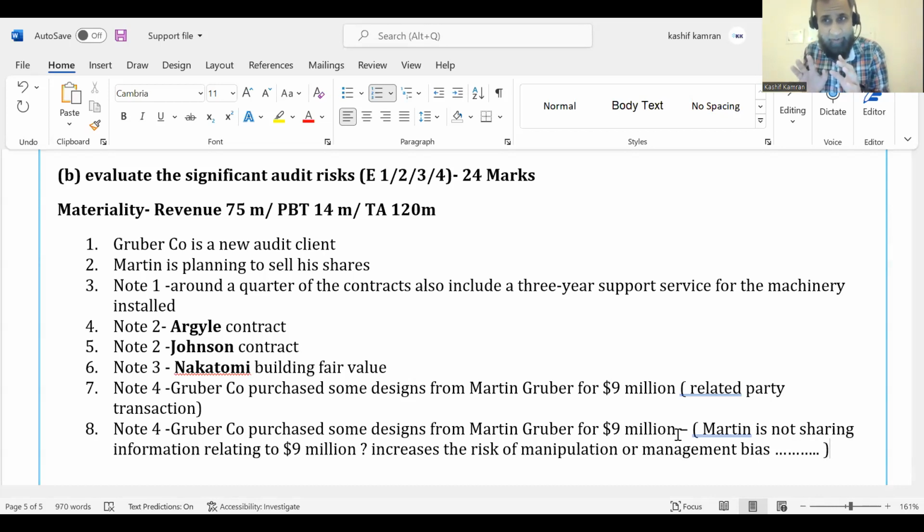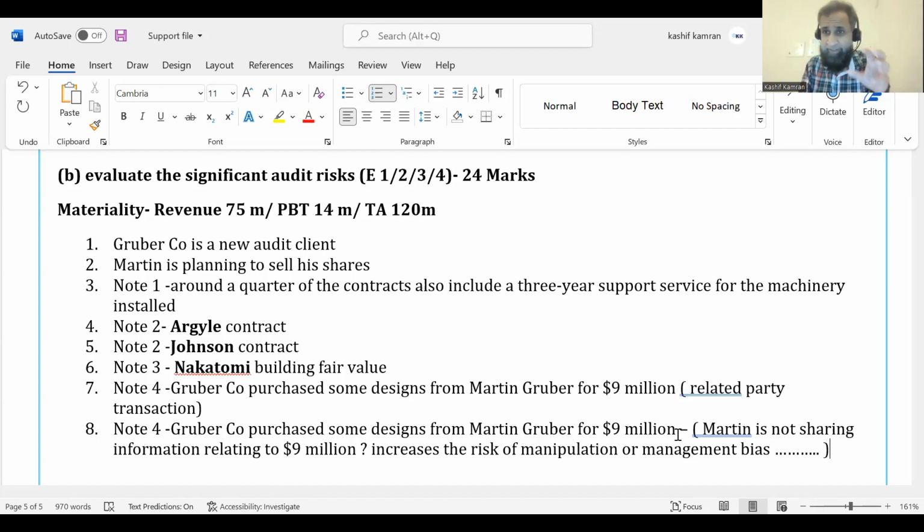I think there are two risks in note number 4. One risk is the related party transaction and the disclosure. One risk is the attitude of Martin. Martin is not sharing information with the audit team, and that attitude is very risky because it seems that Martin is trying to conceal information from the auditor, and behind the concealment, Martin is trying to manipulate the financial statement because eventually Martin has to sell shares. I think selling the share is a central idea of the whole question, right? Selling the share is dominating every point in this case study, and that's extremely important.